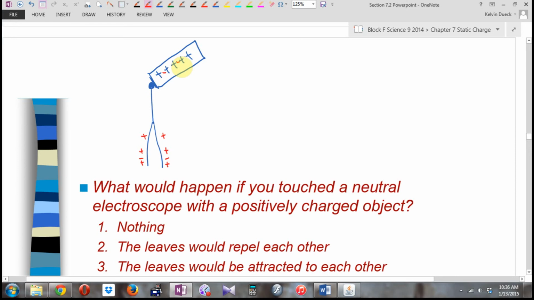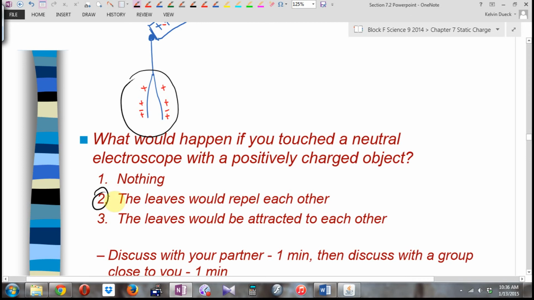But of course, as soon as they do that, Aiden, look at what used to be neutral. What's the charge on those foil leaves now? Overall positive. Are they both positive? Yeah. So what will they do? Repel.